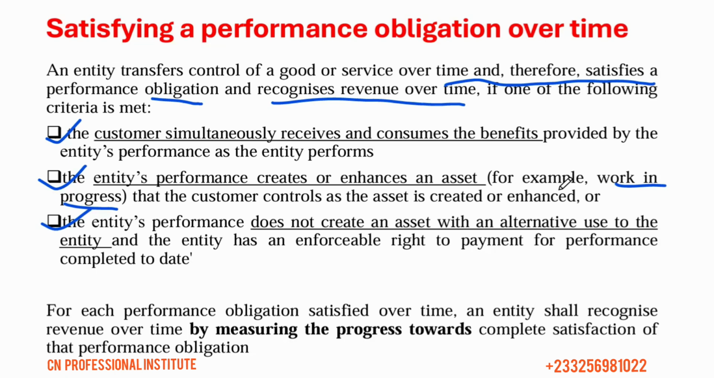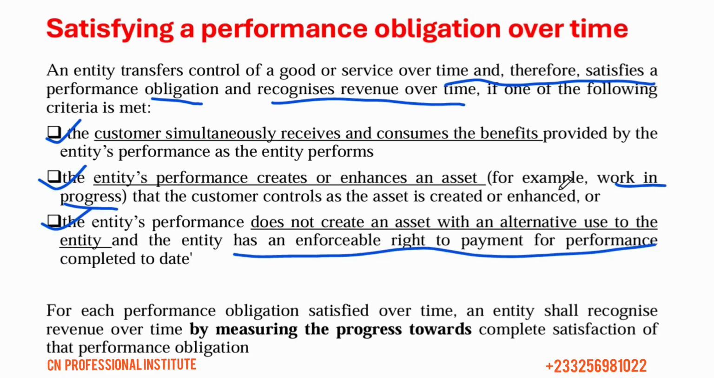And it says the entity has an enforceable right to payment for the performance completed to date. You have an enforceable right for payment. So if you've done the payroll for 2 or 3 years, you have the right to demand payment for that 3 year period, for the payroll that you performed up to that period, for that 3 year or 2 year period. You have the right to demand payment, right? So it says if one of these conditions is met, then we say performance obligation is over time. We just need one to be met and we say the performance obligation is over time.